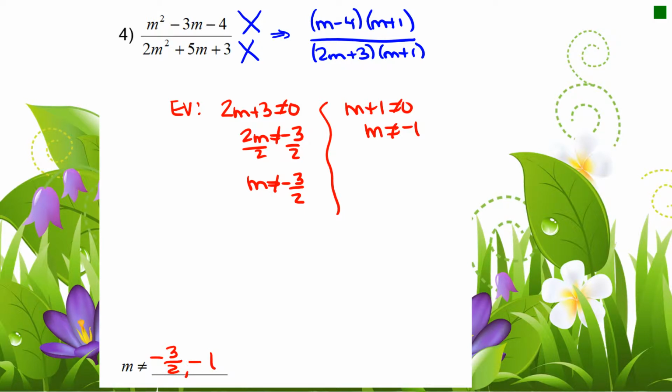All right, get out that green little marker there, and we're going to cancel like factors. Do you see any factors? Things in parentheses that are the same. M plus 1 on top, m plus 1 on the bottom. So our final answer is m minus 4 over 2m plus 3.